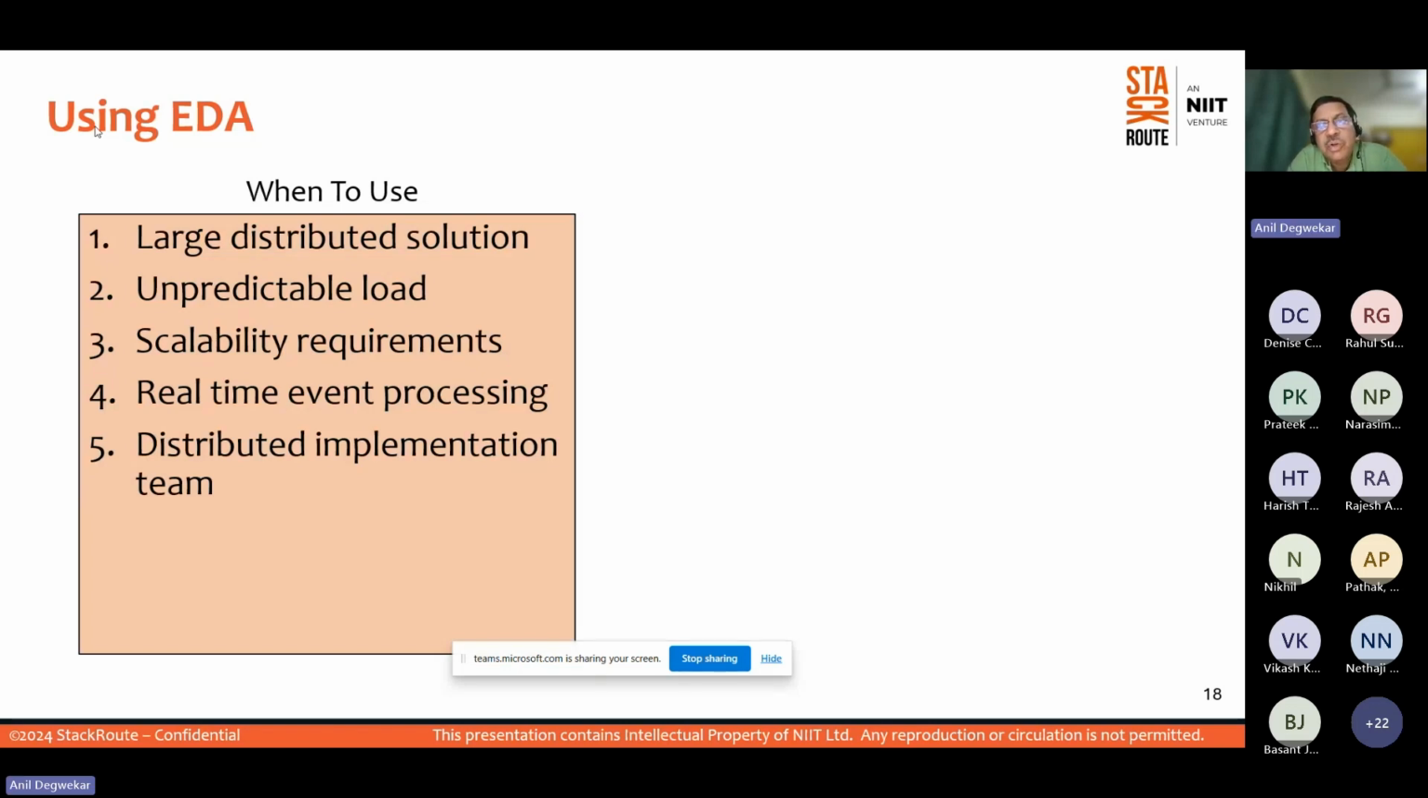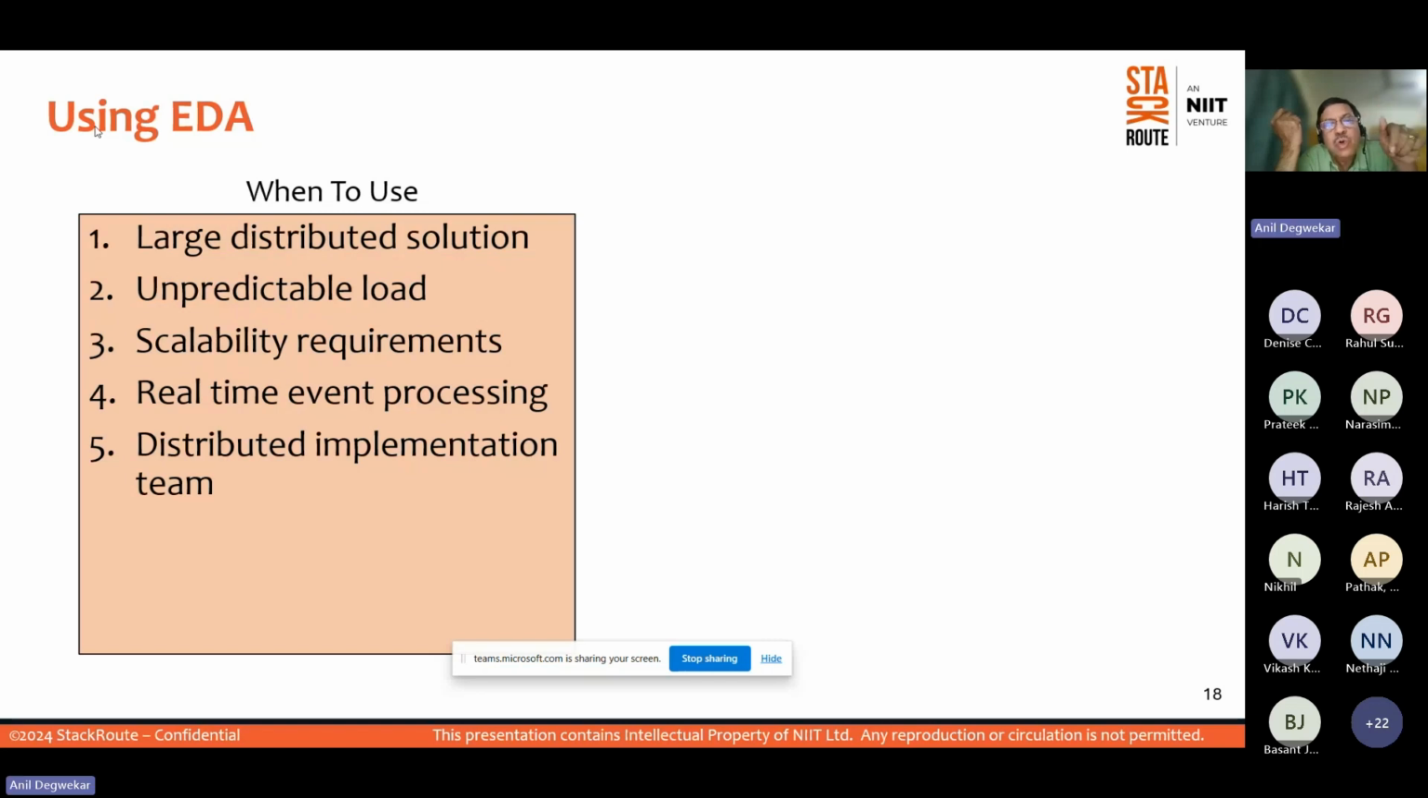If you have a large distributed solution, or a problem which requires a larger distributed solution because of the scale, or if the amount of data that you're going to process or handle is unpredictable, in the sense that, let's say initially your solution has only 1,000 users, the load is less, but you expect the users to multiply to millions, so the kind of demand you face is unpredictable. If you have scalability requirements, in the sense your solution should scale to a large number of users or a large number of platforms with minimal latency, or if you have some kind of real-time event processing requirement, or if you have a team which is distributed and so you want a decoupled implementation. So if any of these conditions are met, then I think you should consider event-driven architecture, right?